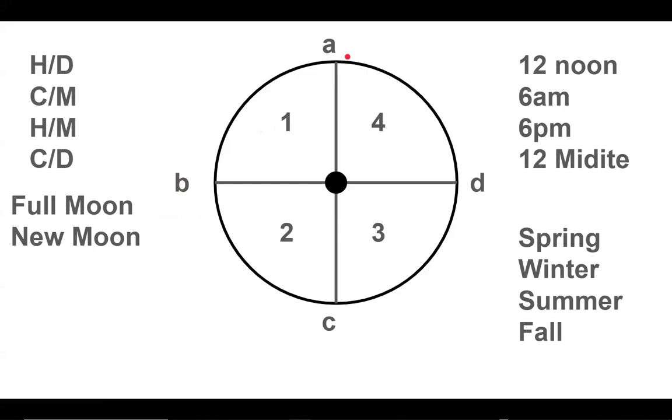You remember Nut and Geb? Do we remember Nut and Geb? Yes, the sky and the earth. Okay, so where is Nut on this diagram? A. Yes. A essentially. Yes. And then Geb would be C, the one on the bottom. Okay.